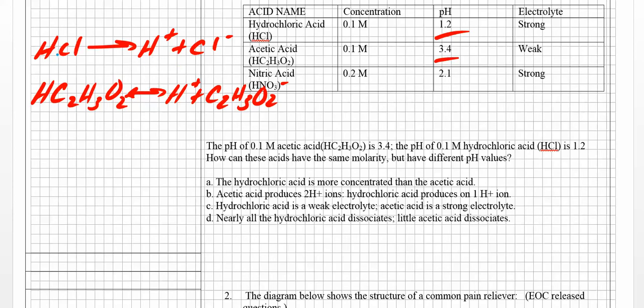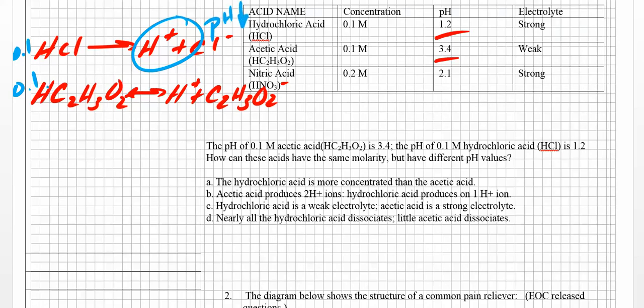So even if you had the same concentration of the HCl as you do of the acetic acid, if you started with a 0.1 molar solution of this and a 0.1 molar solution of this, you're not going to get the same amount of H plus as you do here. You're going to get more H plus here than you do here. So H plus in higher quantity is going to drive the pH down, right? So a lot of hydrogen ions are going to make the pH go lower. So we'll just make an arrow like that.